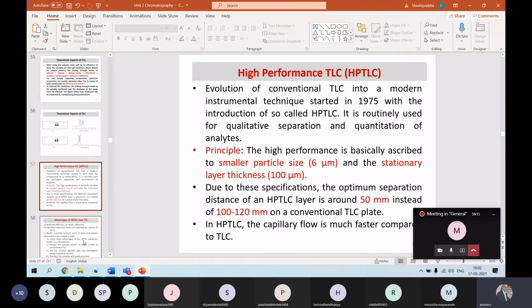And one more important aspect, which is very distinct and different from TLC, is the way in which you spot your sample on the plate. In TLC, the profile was spherical. In HPTLC, it is rectangular.